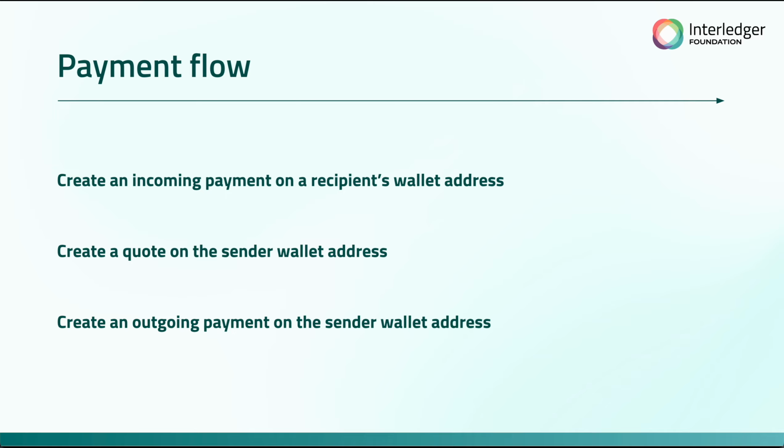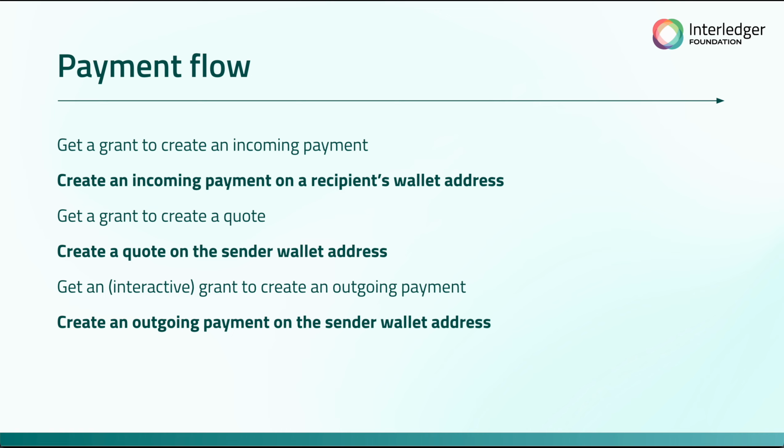So a payment flow would look like this: first we set up an incoming payment on the recipient wallet address. We then create a quote on the sender wallet address, and finally we create an outgoing payment on the sender wallet address. This is what a client would do to initiate a payment between a recipient and a sender. These 3 resources are needed to make the funds move.